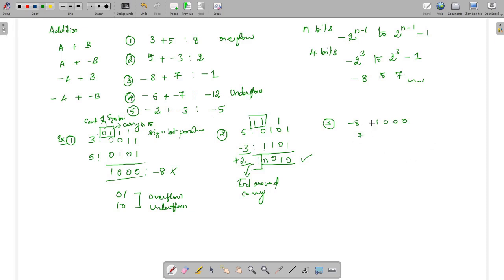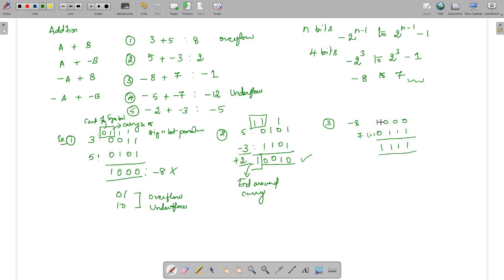So what is 7? 7 is going to have 0. This is positive, so 0 in the sign bit position, and we have 1's here. Now add these two values, and what you get is 1 1 1 1.